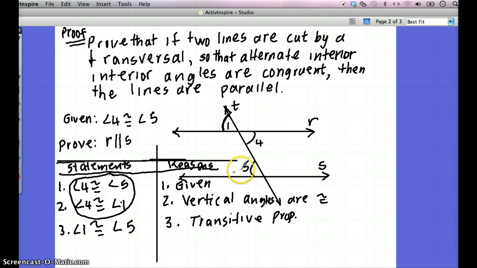And finally, here we've got corresponding angles congruent. And there is a postulate that governs this. If two lines are cut by a transversal, and corresponding angles are congruent, then the lines must be parallel. So, since corresponding angles are congruent here, we can quickly say, oh, the lines related to those, namely lines R and S, are parallel.